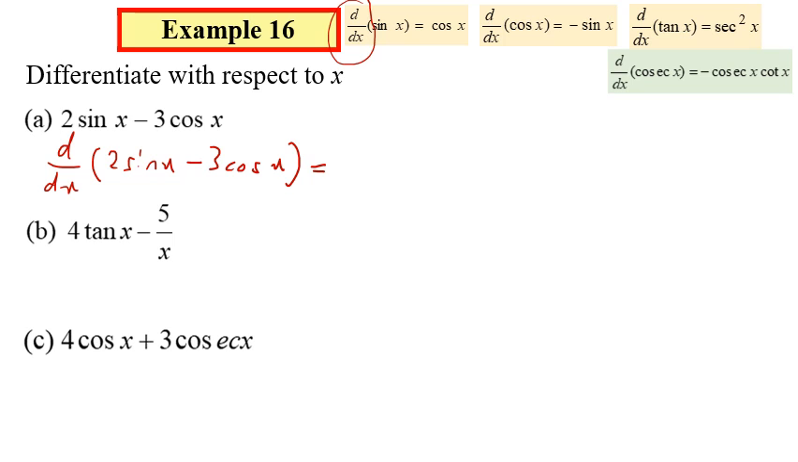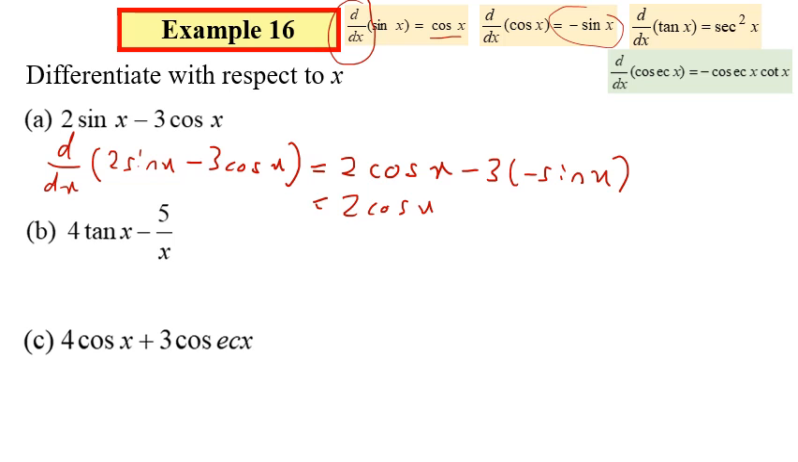Right. So move on to differentiate this one. Here we know differentiate sine will get cos. So here will be 2 cos x. And then next we have cos. So we know differentiate cos will get negative sine. So negative 3, here is negative sine. So the answer should be 2 cos x plus 3 sine x. Okay. Right, next for second question, we have 4 tangent x plus 5 over x.